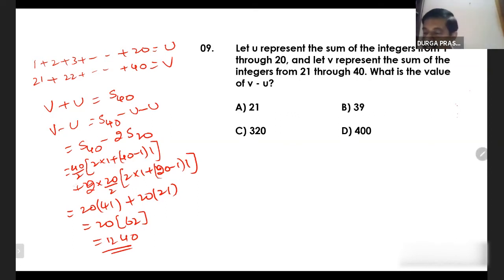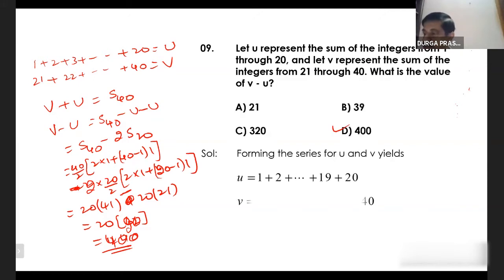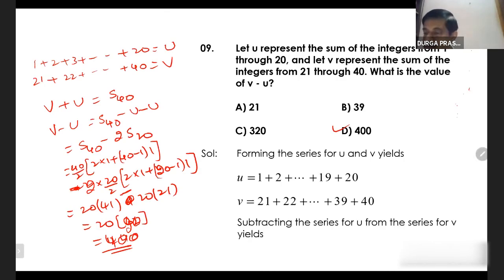Oh, sorry, this is minus, children. So this is minus, because minus 2 into 20. So this is 41 minus 21, which is 20. So this should be 400. Option D. So this is the thing. Please note it fast, quick.